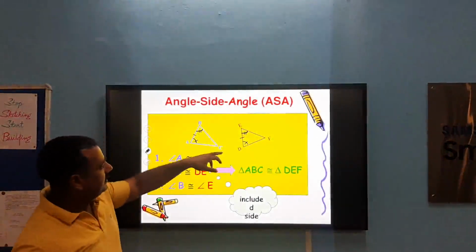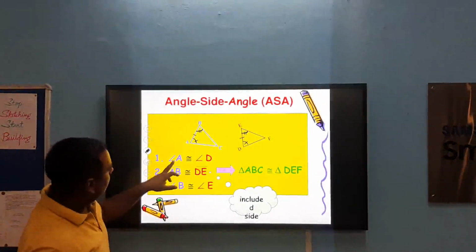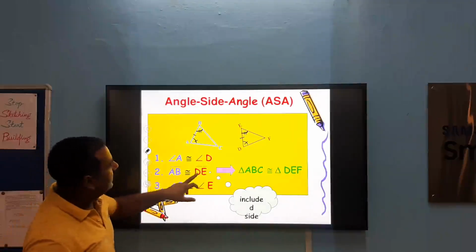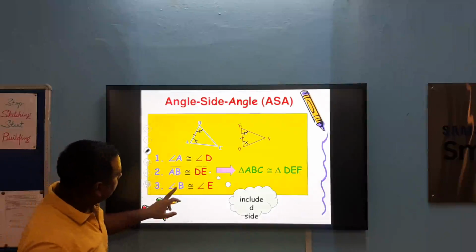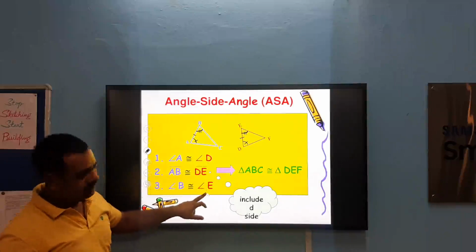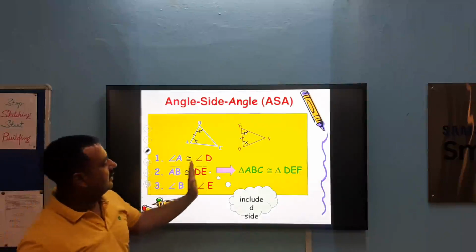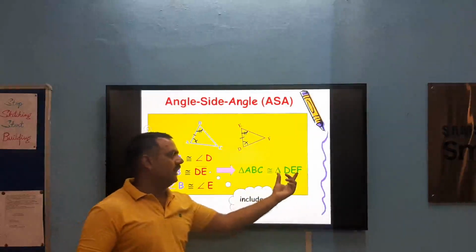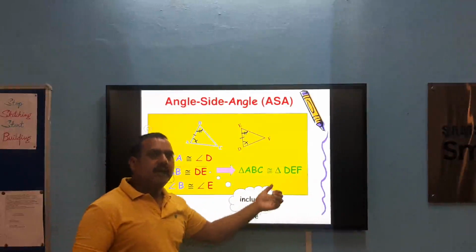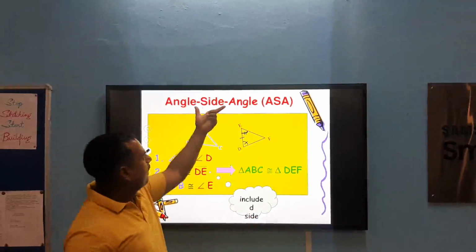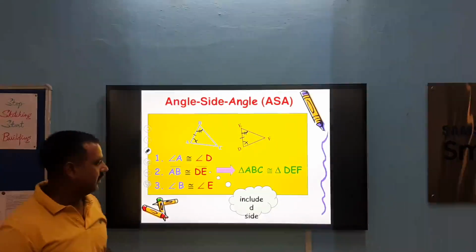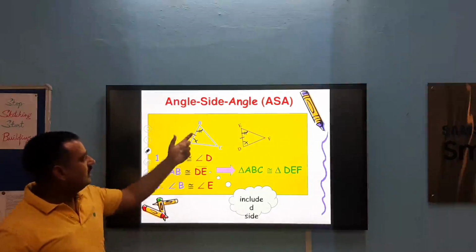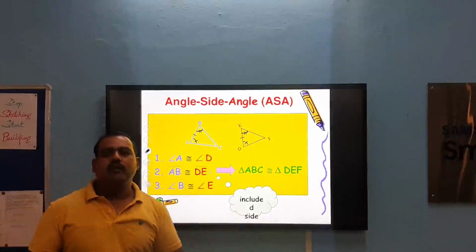So in triangle ABC and triangle DEF, angle A is equal to angle D, side AB is equal to side DE, angle B is equal to angle E. So these triangles are said to be congruent, triangle ABC congruent to triangle DEF, by using the criteria angle side angle. Here the sides AB and DE are the included sides.